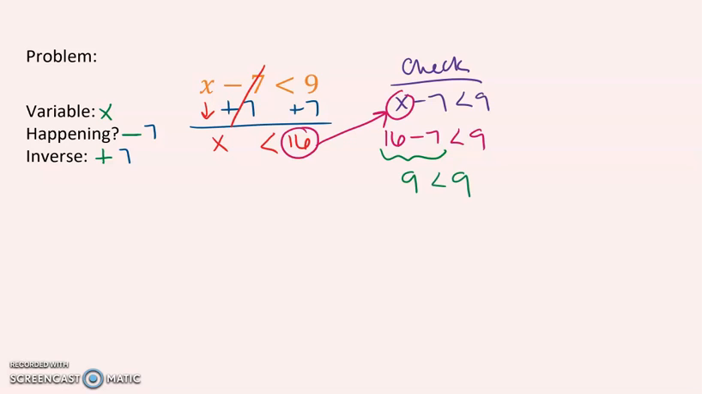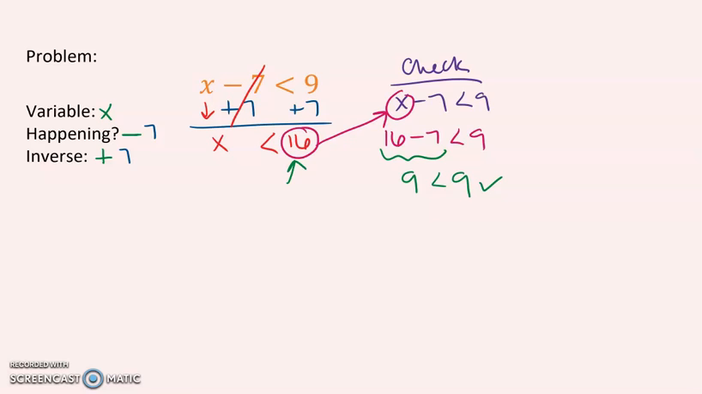is less than 9. Now, 9 is not actually less than 9, but I got the same number on both sides, which tells me that that is the correct number. That gives me the closest to my boundary for the solution.